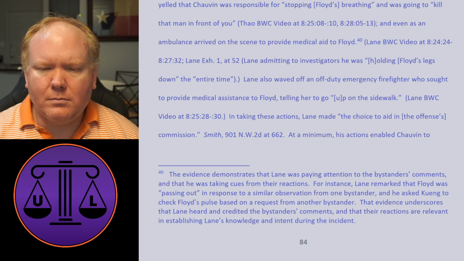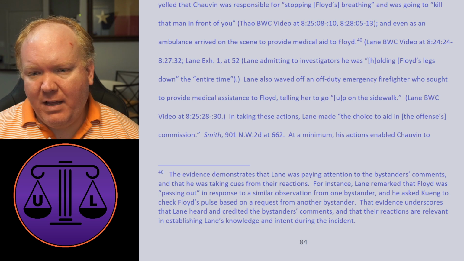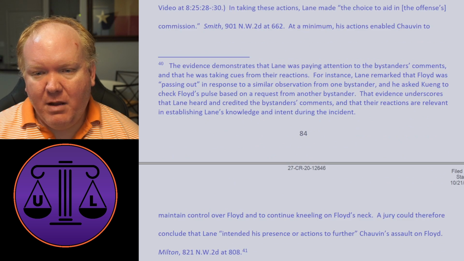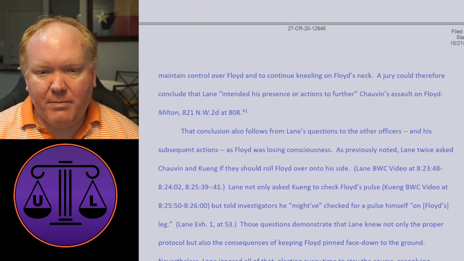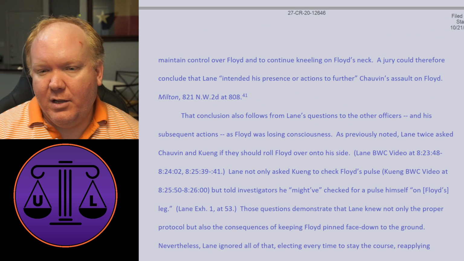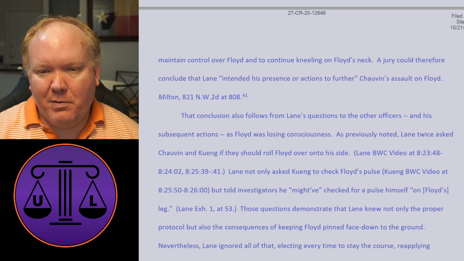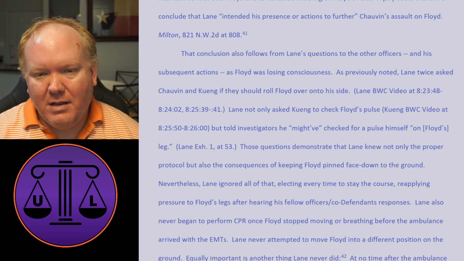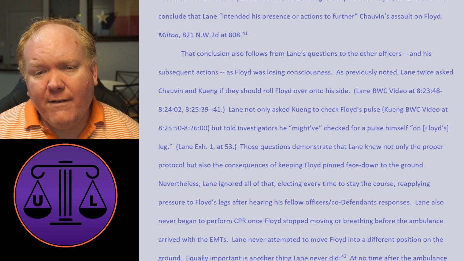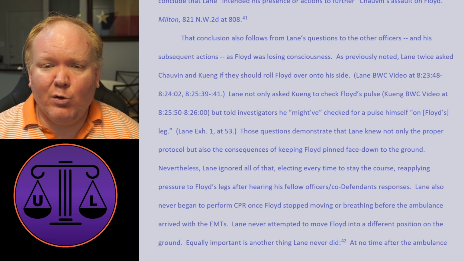Anyway. In taking these actions, Lane made the choice to aid the offense commission. At a minimum, his actions enabled Chauvin to maintain control and keep his knee on the neck. A jury could therefore conclude he intended his presence to act or further the assault. That conclusion also follows from Lane's questions to other officers and his subsequent actions as Floyd was losing consciousness.